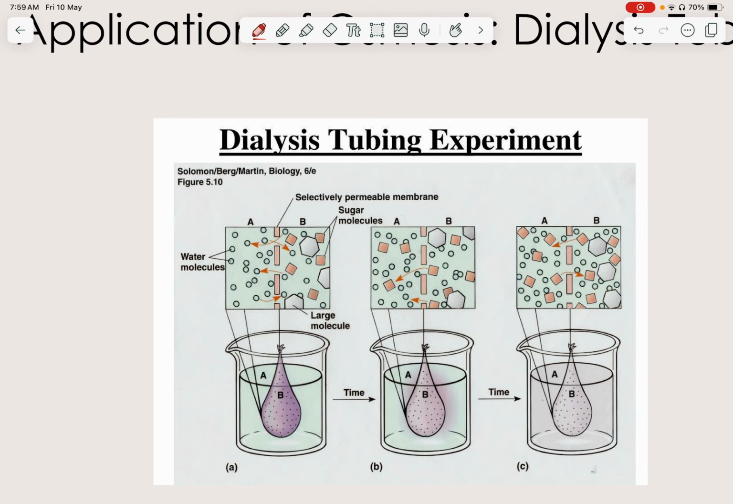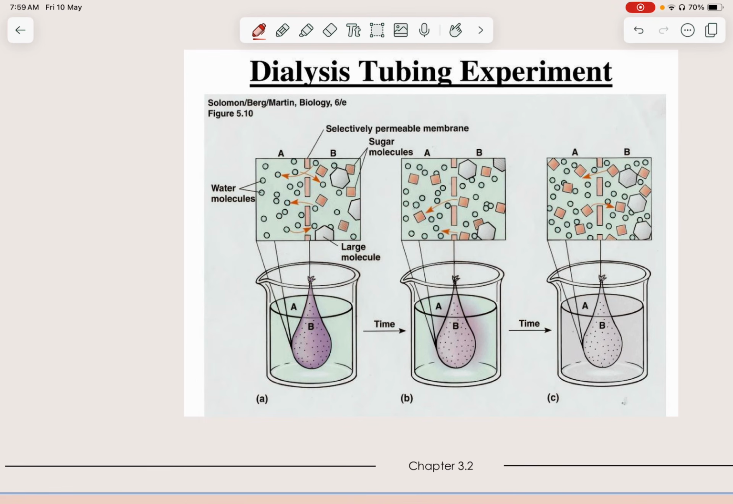So what happens, for example, if this dialysis tubing has a very high solute concentration, meaning inside there might be a lot of sugar, a lot of salt, for example. Outside is full of water. So we assume that the dialysis tubing inside has a lower water potential and the water outside has a higher water potential. So what is the effect? The effect is that water will enter and the volume of the dialysis tubing will expand, something like this.